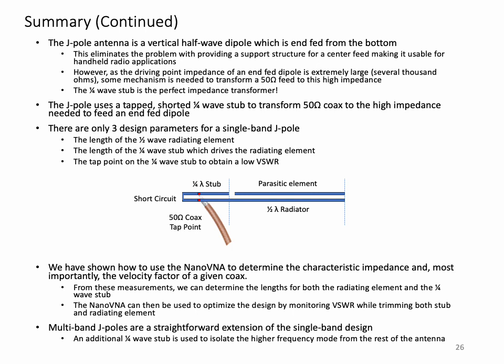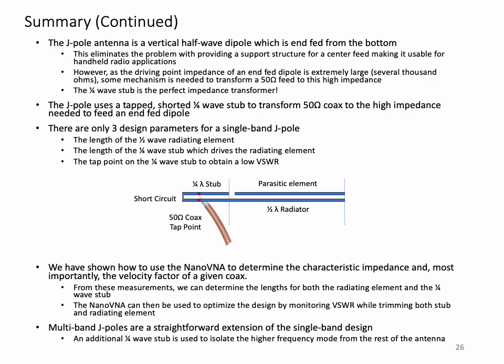There are really only 3 design parameters for a single band J-pole. One is the length of the half-wave radiating element. One is the length of the quarter wave stub, which drives the radiating element. And finally, the tap point on the quarter wave stub to obtain the lowest standing wave ratio. We have shown how to use the nano-VNA to determine characteristic impedance and, most importantly, the velocity factors for a given piece of coax. From these measurements, we could determine the lengths for both the radiating element and the quarter wave stub. The nano-VNA can be used particularly to optimize the design by monitoring standing wave ratio while trimming both the stub and radiating elements.